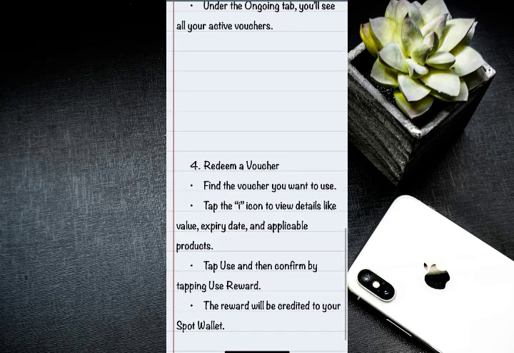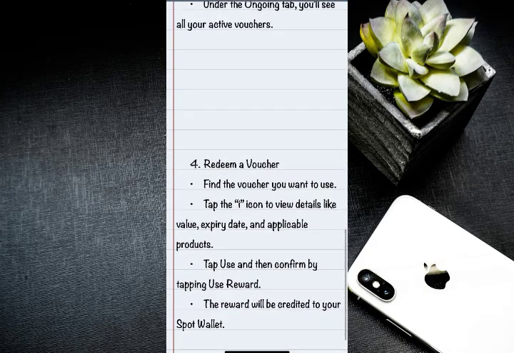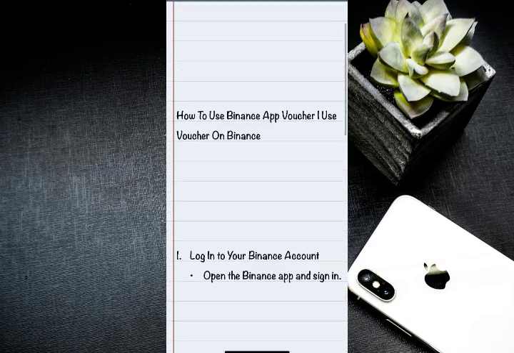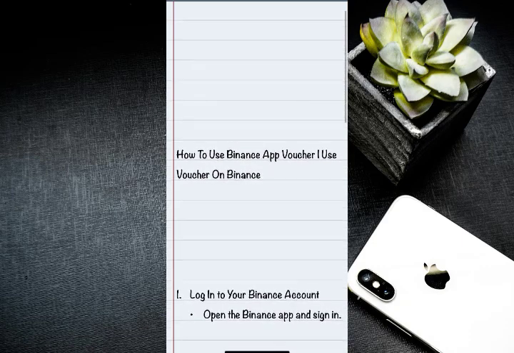Then tap use and then confirm by tapping use reward. Then the reward will be credited to your spot wallet, and that's how you can simply use Binance app voucher.